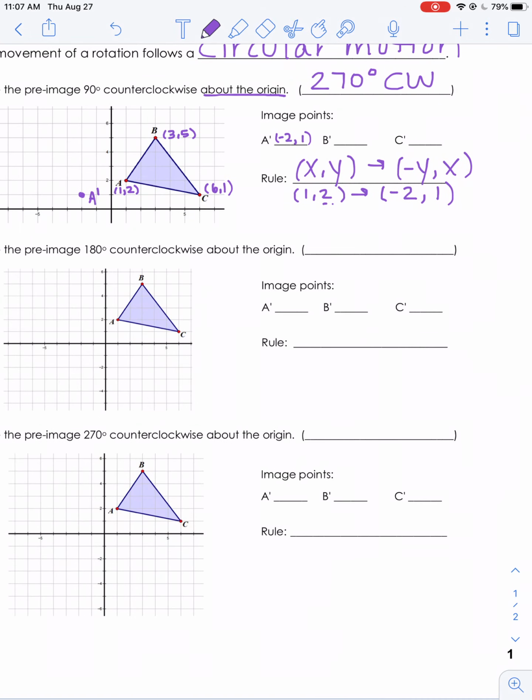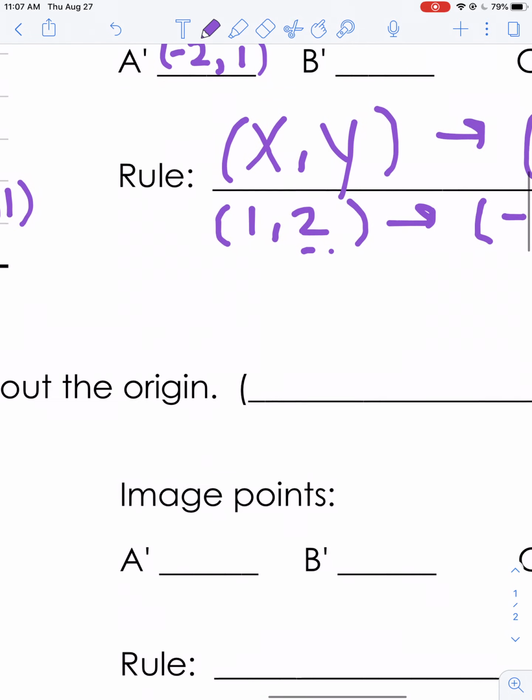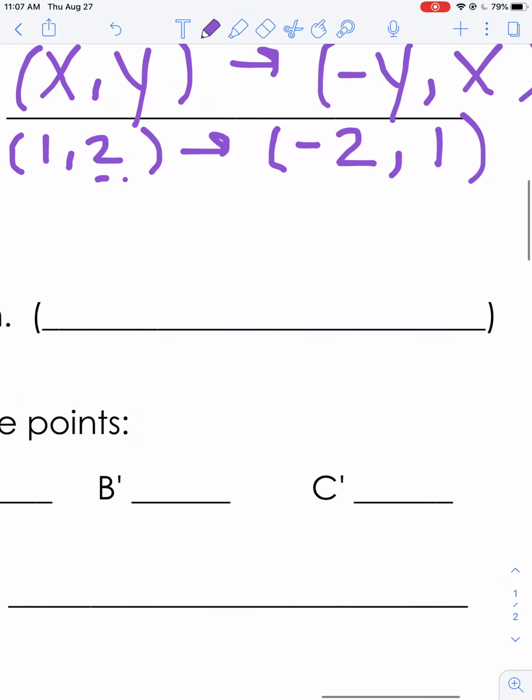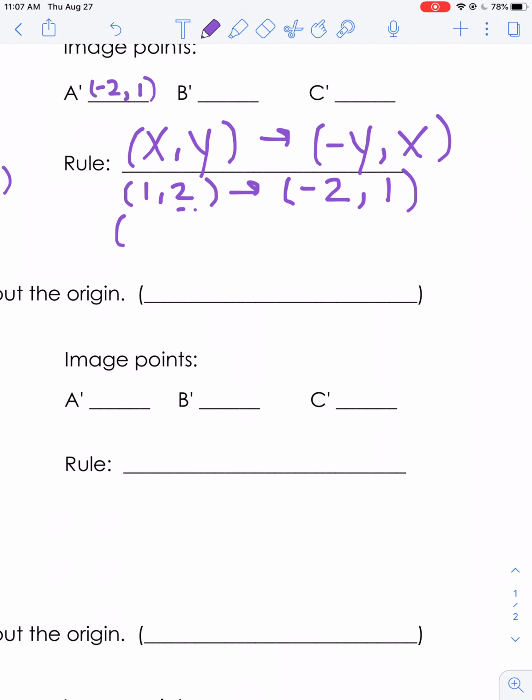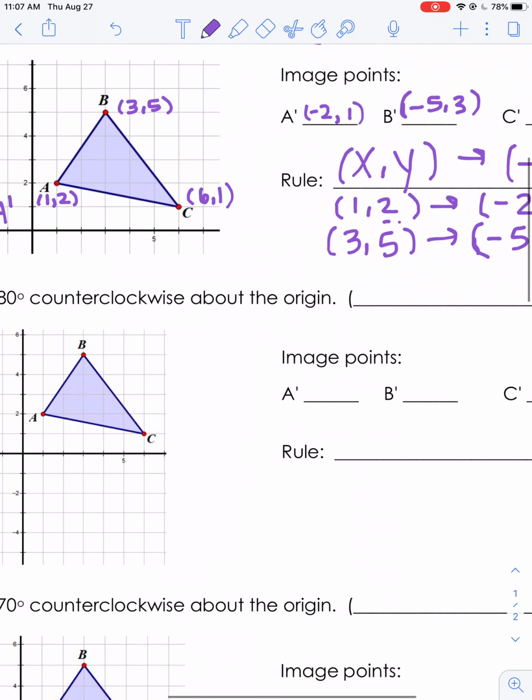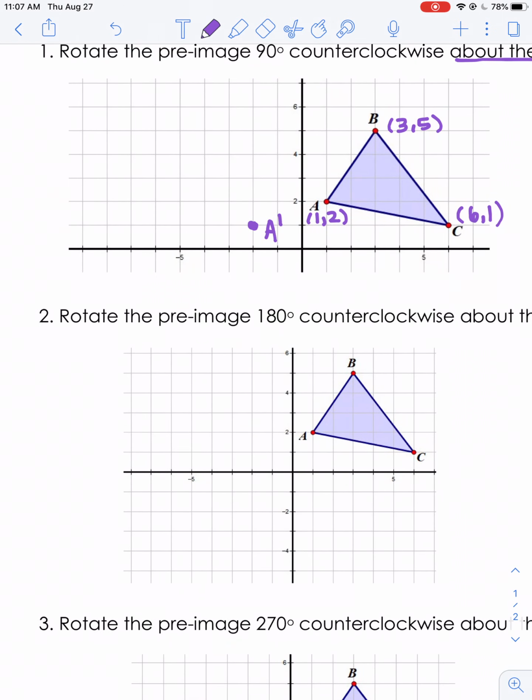Now for B, I'm starting with the ordered pair (3, 5) as the pre-image. And so now y comes to the front and changes sign, so it becomes negative 5, and x goes to the back. So B prime should be at (negative 5, 3). So I'll go ahead over and graph that, negative 5, up 3. There's the point for B prime.